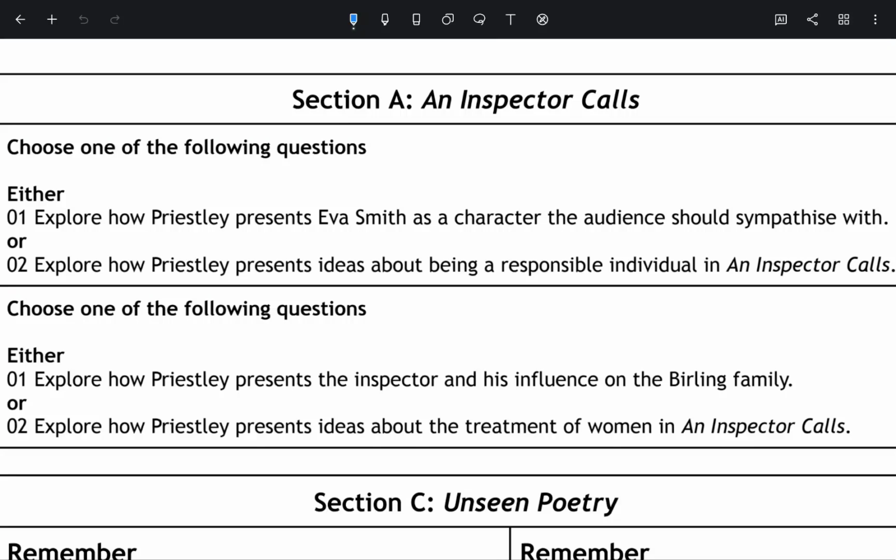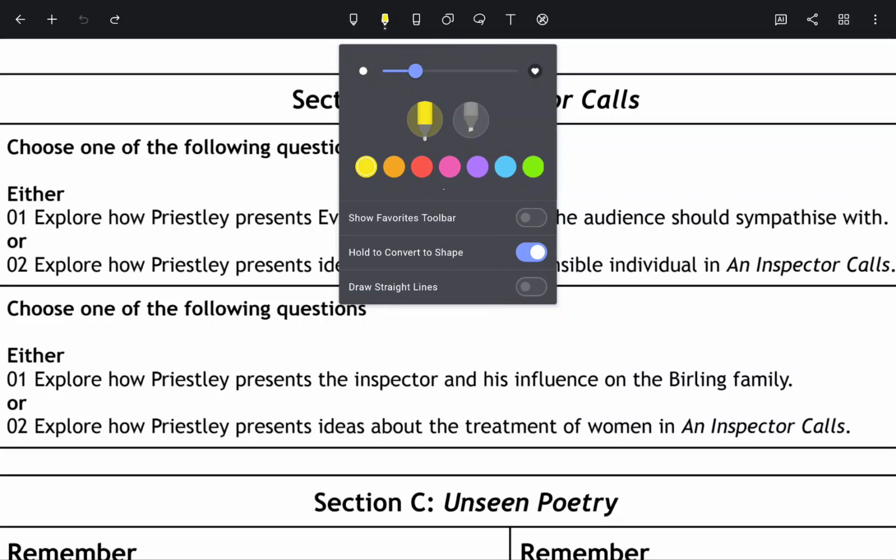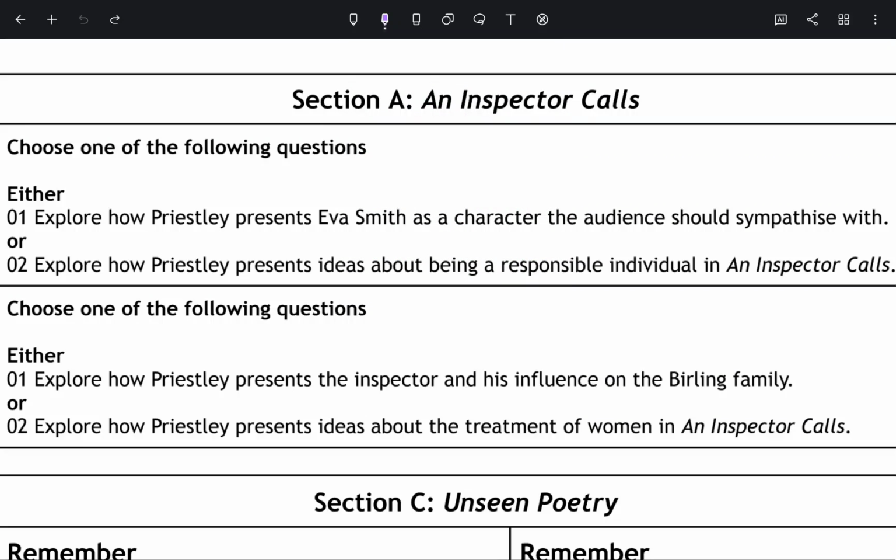So question number 1 reads, explore how Priestley presents Eva Smith as a character the audience should sympathize with. Now, to those of you who I've taught, I'm sure you would have acknowledged that we have actually covered a question like this before. So something common like this is something that you want to practice and prepare for. Or number 2, explore how Priestley presents the ideas about being a responsible individual in An Inspector Calls.